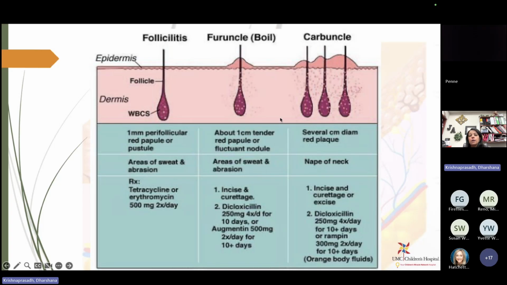Carbuncles are a little bigger than the furuncle, so it's more intense. They do have more systemic symptoms. I&D and antibiotics is kind of the treatment choice for this as well.